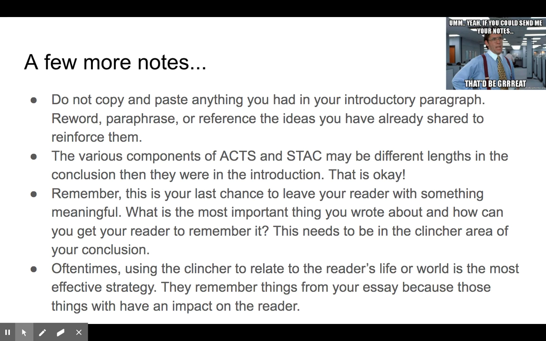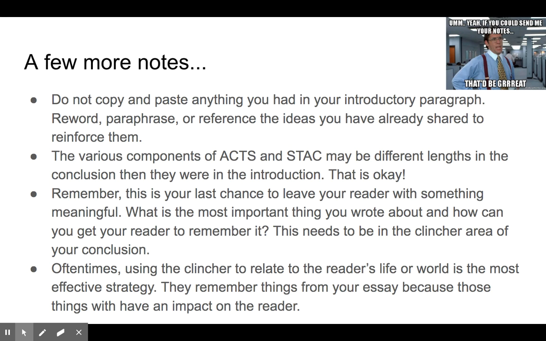That's totally okay. Remember, this is your last chance to leave the reader with something meaningful. What do you want to leave them with at the end? What do you want to make sure they remember as they walk away from your paper? That's why we're trying to make a strong clincher in the end, to call them to action, to go, hey, you need to go and do this. This is what you're going to remember and you're going to do. And then oftentimes using the clincher to relate to the reader's life or world is the most effective strategy. They remember things from your essay because those things have an impact on the reader.